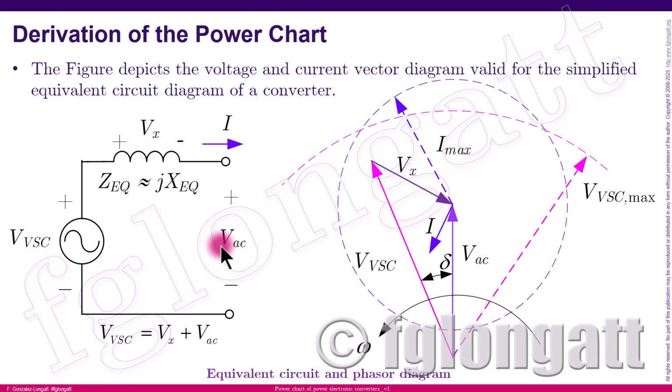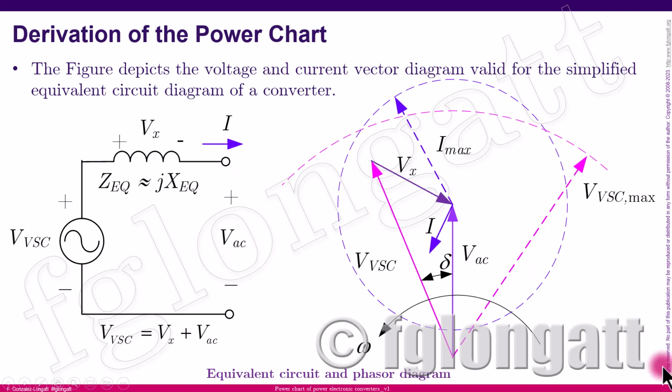What I am telling you is that this is a very simplified, lossless representation, and you can apply here the classical Kirchhoff voltage law, and you can get that the internal voltage of the converter is the sum of the voltage drop across the reactance plus the voltage of the external grid.